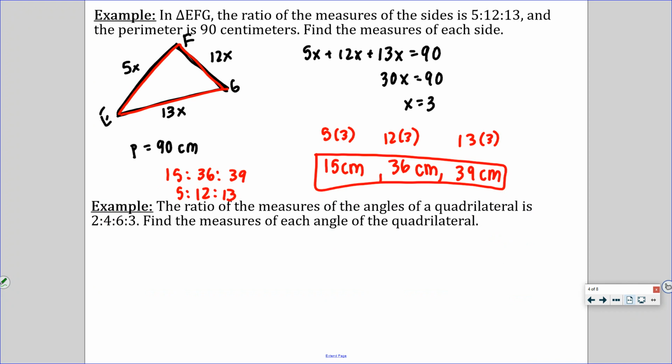Okay, the next one's kind of similar. But this time, the ratio of the measures of the angles of a quadrilateral is 2 to 4 to 6 to 3. Find the measures of each angle of the quadrilateral. All right, so again, I'm going to draw a picture, even though that's not super necessary, any four-sided polygon you want. The ratio of the measures of the angles is 2 times some factor, 4 times some factor, 6 times some factor, 3 times some factor.